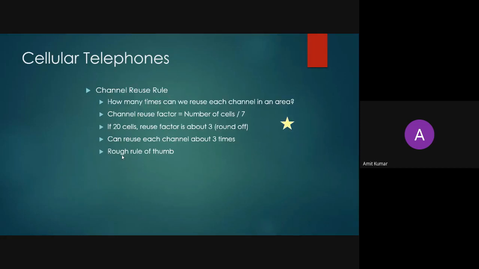So if there are 20 cells, the reuse factor is about 3. 20 divided by 7 will be around 3. So the frequency can be used 3 times. This is the rough thumb rule which you can use.